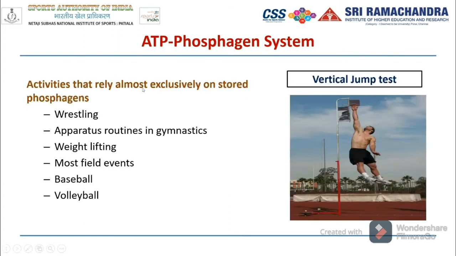The activities that rely almost exclusively on this particular system are wrestling, apparatus routines in gymnastics, weightlifting, most field events, baseball and volleyball. This particular system can be assessed using a simple test called the vertical jump test. We use an equipment called Vertec. Here we make the athlete reach the maximum height he can, and the jump height is used to assess the peak power of the athlete. The peak power is an indication of the capacity of this system.